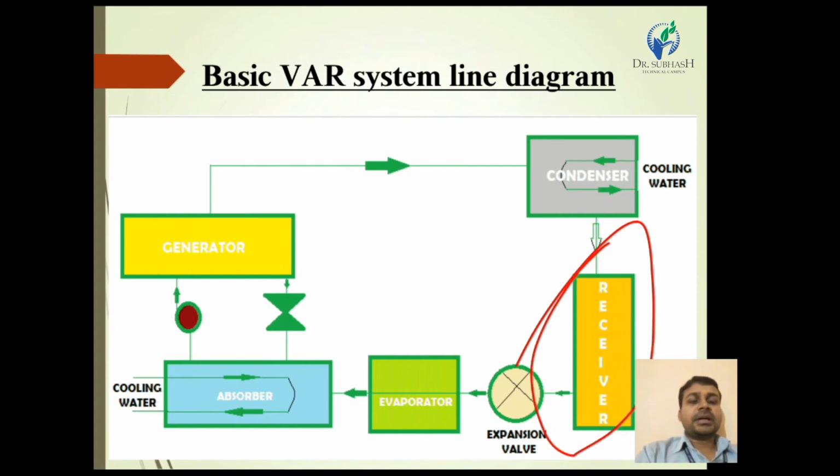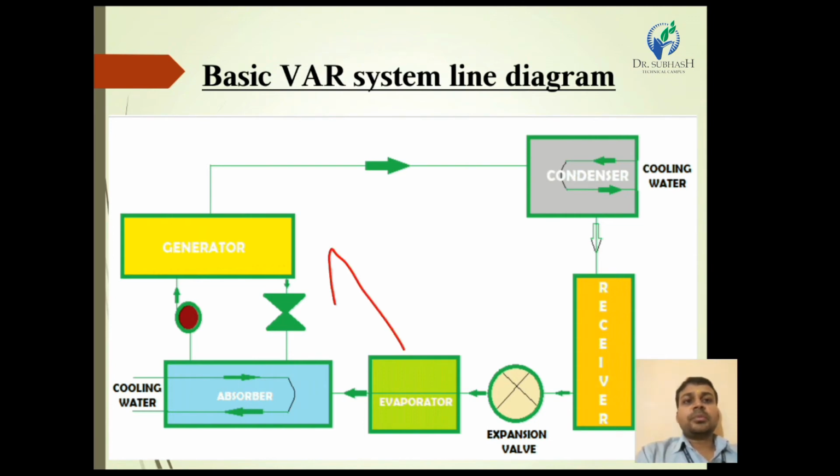Rectifier works so that it collects all the liquid NH3 refrigerant and only passes liquid refrigerant to the expansion device. Then after the refrigerant passes through an evaporator, the NH3 refrigerant passes through the absorber, and the absorber passes it to the generator.